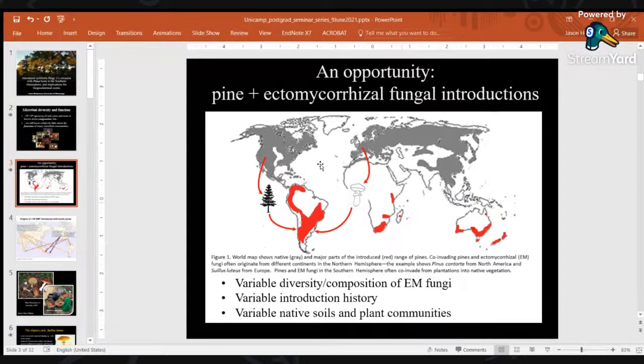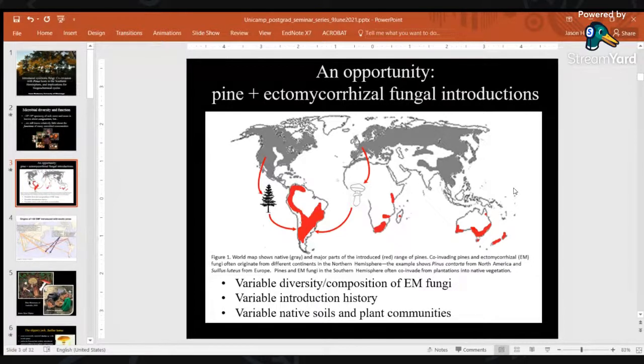And in reviewing information about the system, there are a lot of really interesting patterns. First of all, the composition and diversity of ectomycorrhizal fungi, which I'm going to abbreviate as EM fungi, is really highly variable among sites where these introductions have taken place.